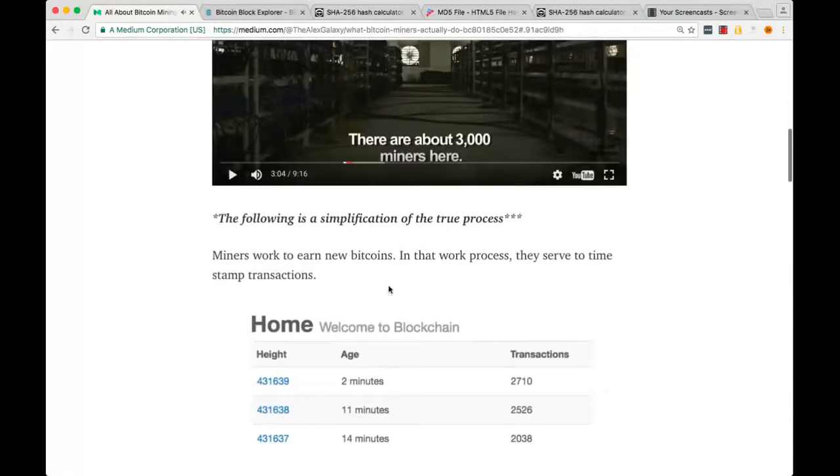So miners work to earn new Bitcoins, and in that process, they serve to timestamp transactions, and this forms the backbone of the Bitcoin network.